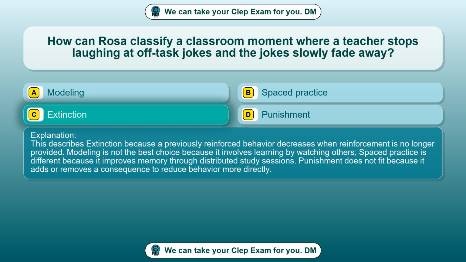This describes extinction because a previously reinforced behavior decreases when reinforcement is no longer provided. Modeling is not the best choice because it involves learning by watching others. Spaced practice is different because it improves memory through distributed study sessions. Punishment does not fit because it adds or removes a consequence to reduce behavior more directly.